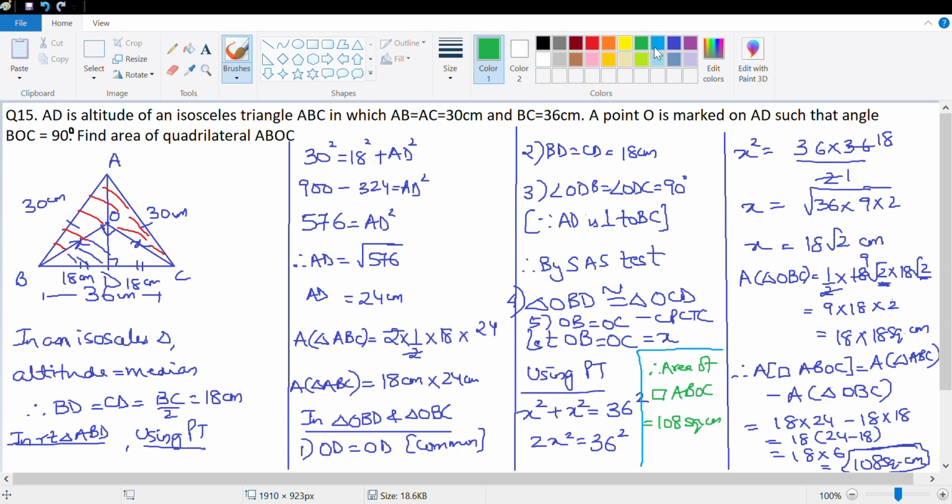Interesting question. Let's look at how we did it. First, we calculated the length of AD that helped us get the area of the big triangle. Then we found the value of X, which got us the area of small triangle, and then we subtracted.